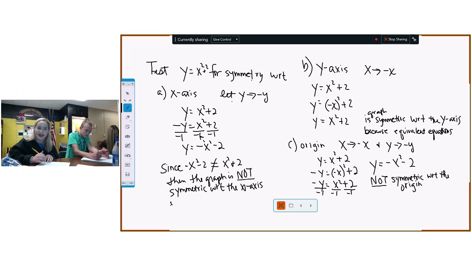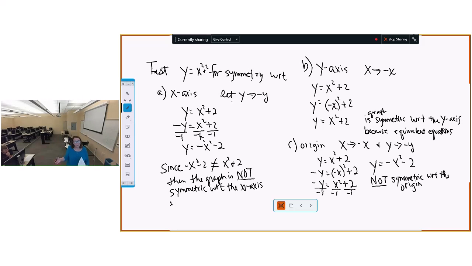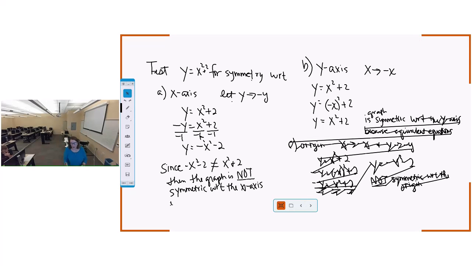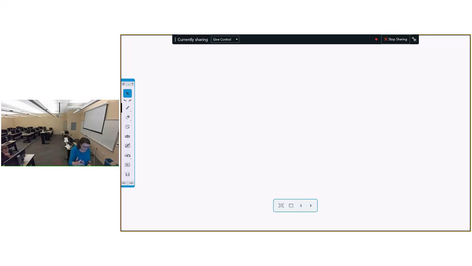Okay, so this is one way of doing it, but sometimes we can just look at a graph and tell if it's symmetric or not by visually looking at the graph, because it would be a reflection of itself. If you took the x-axis and folded it over on itself, if they matched each other, it would be symmetric with respect to the x-axis, and the same thing with the y-axis.